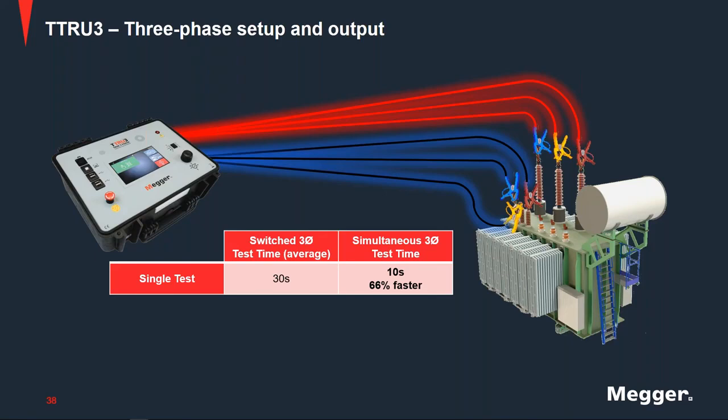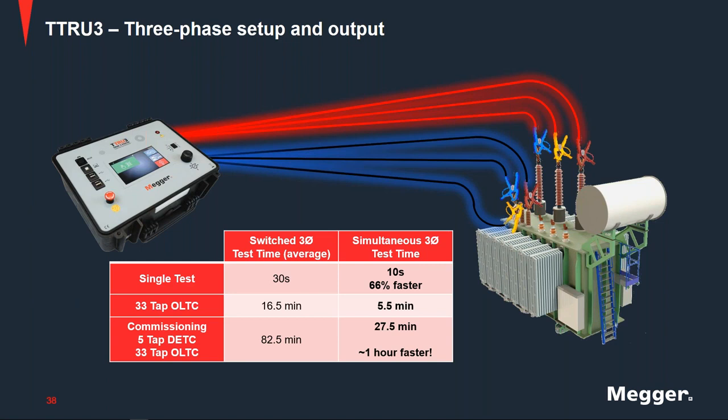If you're doing a single test on a transformer, that's not really going to get you all that excited. If you are doing any kind of testing on OLTCs, you start to see vast improvements in test time. So 10 minutes if you're only running through one tap, but then you can save up to an hour if you're doing a full-blown commission testing where you're going through all the DETC and OLTC taps.